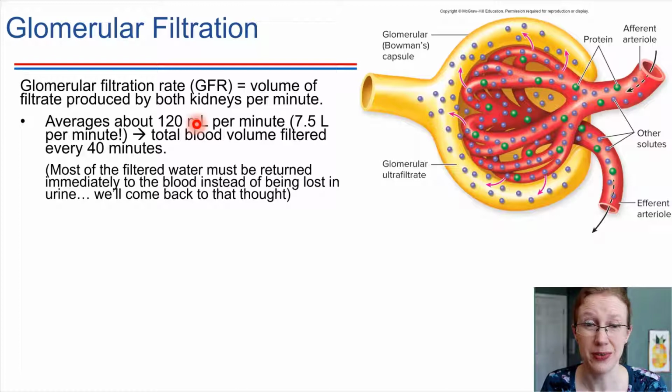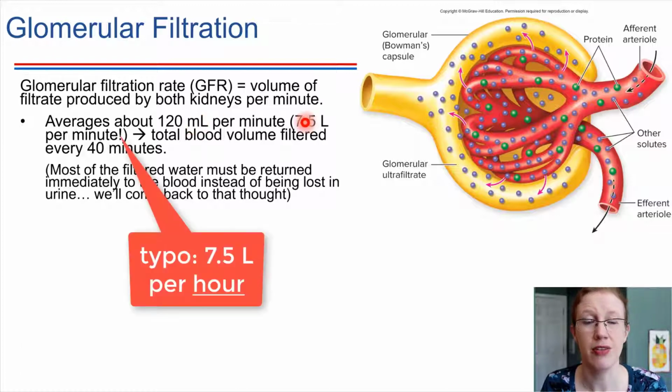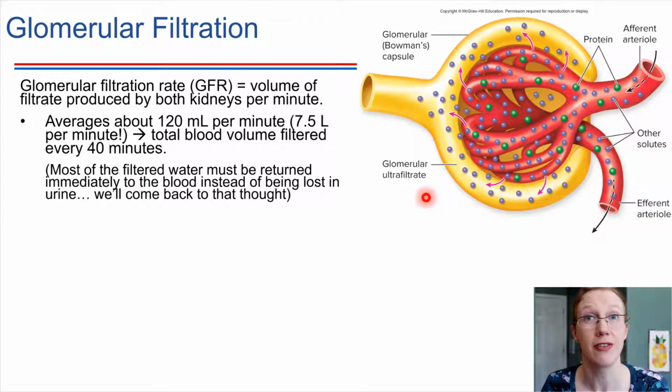That's a large volume of filtrate. That's 7.5 liters per hour. So think back to total blood volume. Remember, total blood volume is like 5.5 liters. So this means that all of the blood in our body is approximately being filtered every 40 minutes. That's amazing. It's amazing how quickly the kidneys can process all of that fluid.